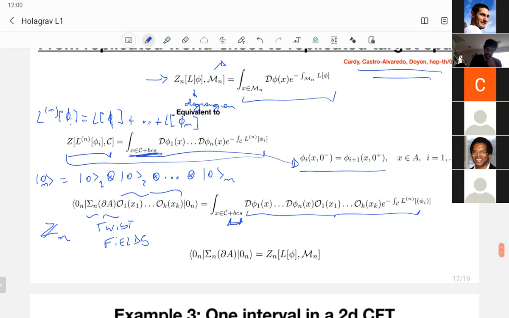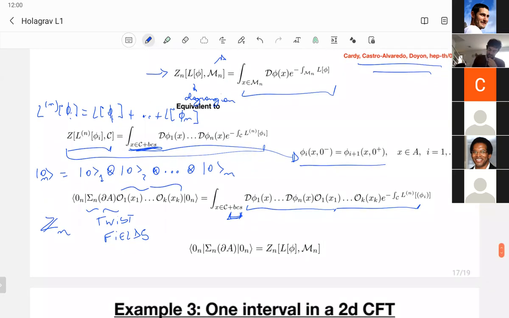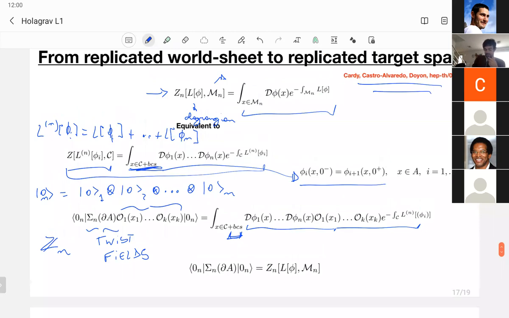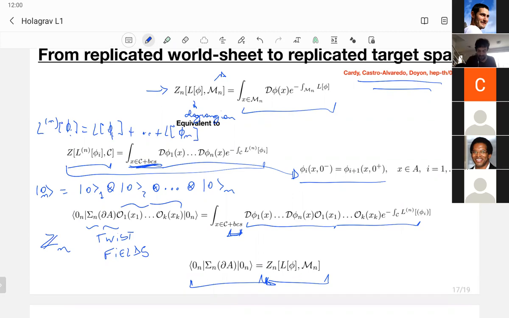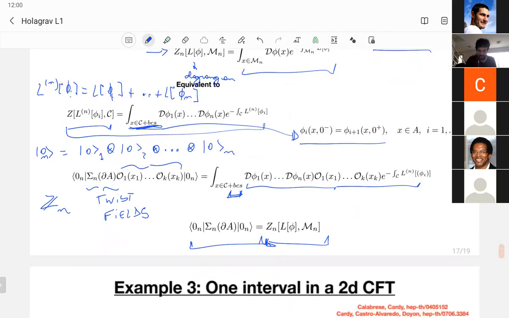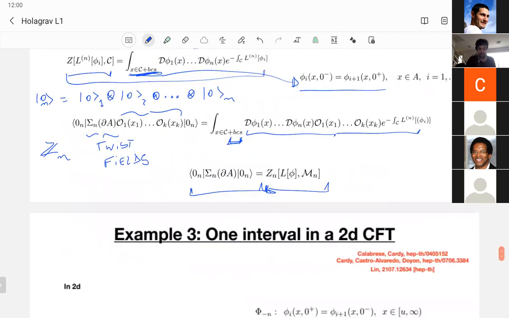What this proved is that the partition function on this complicated spacetime is the same as the expectation value on the vacuum of these twist fields. So this is better, and this is not better, because the twist fields are complicated objects. So it's not clear that you can compute it or find it, at least as far as I know. But if you're in a CFT, and this is another example that you can work out.